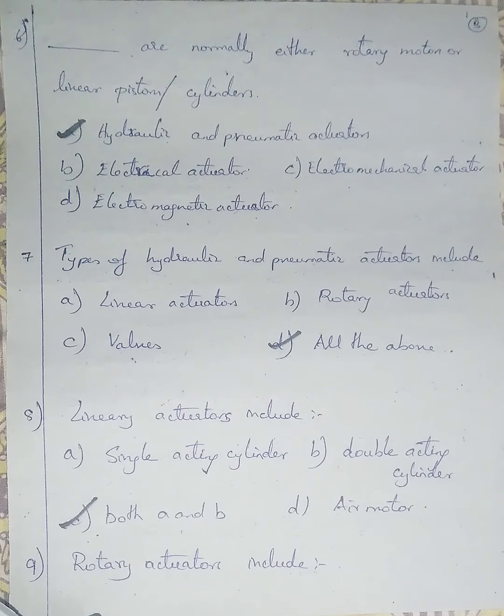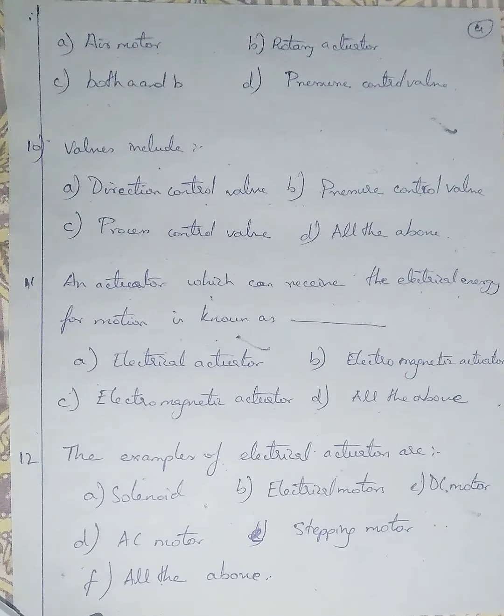Question number 9. Rotatory actuators include. Option number 8 was linear actuators, where we go with single acting cylinder and double acting cylinder. For rotatory actuators, option A, air motor, is given. Option B says rotatory actuator. Option C says both A and B, and option D says pressure control valve. We know control valve comes under valves.